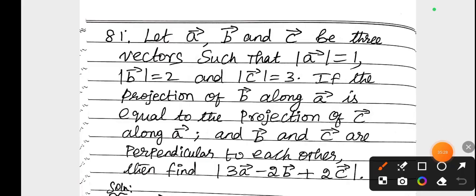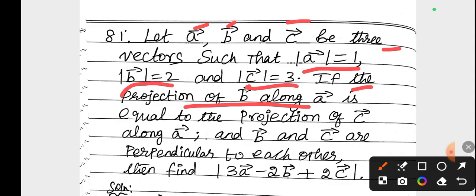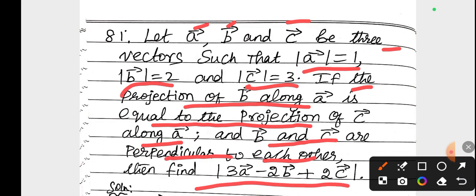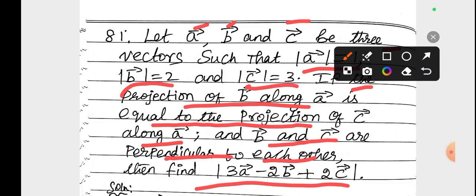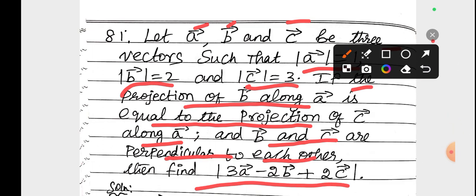So going to the 81st question: A vector, B vector, C vector, three vectors. Magnitude of A is 1, magnitude of B vector is 2, magnitude of C vector is 3. The projection of B vector along A vector is equal to the projection of C vector along A vector. B and C are perpendicular to each other. We want to find the magnitude of this. More questions, no? So it is easy only.